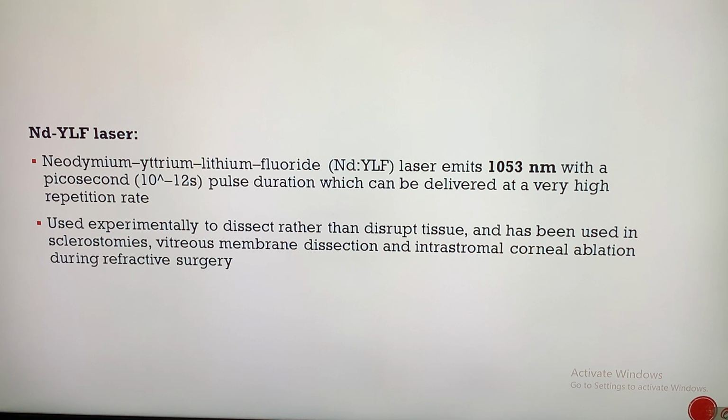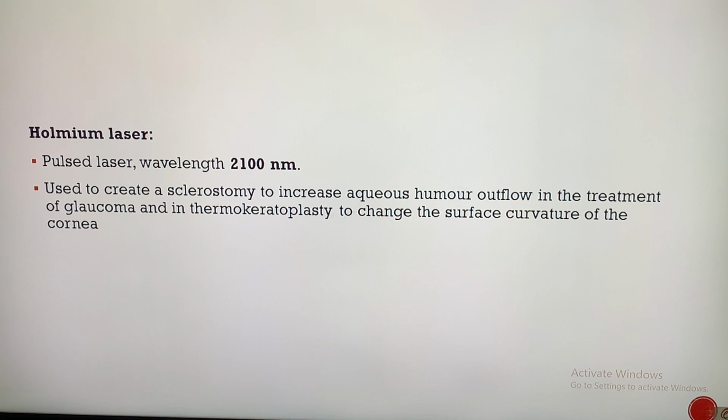Nd:YLF laser has a wavelength of 1053 nanometers and it is used in sclerostomies, vitreous membrane dissection, and intrastromal corneal ablation during refractive surgery. Holmium laser has a wavelength of 2100 nanometers. It is also used to create a sclerostomy to increase aqueous humor outflow in treatment of glaucoma.